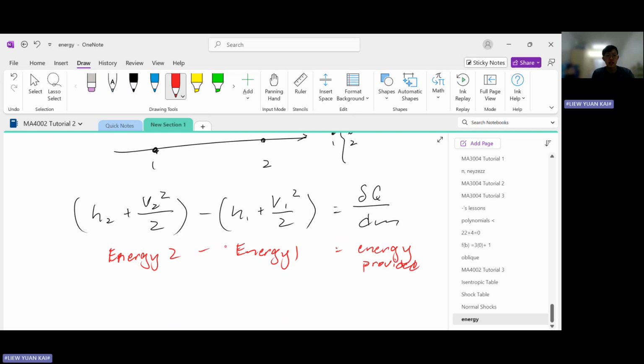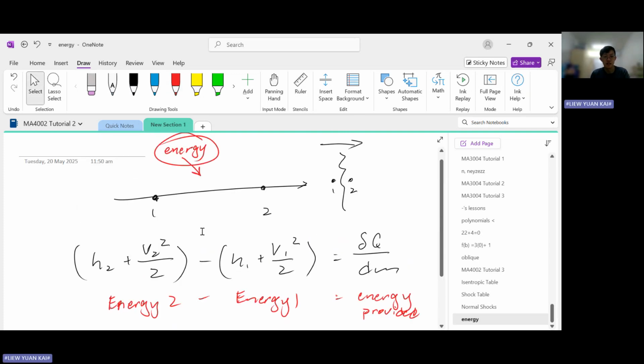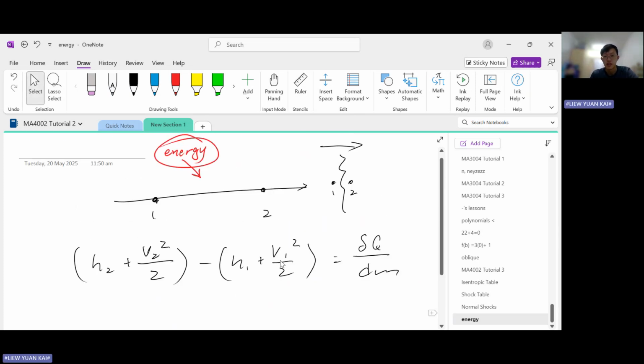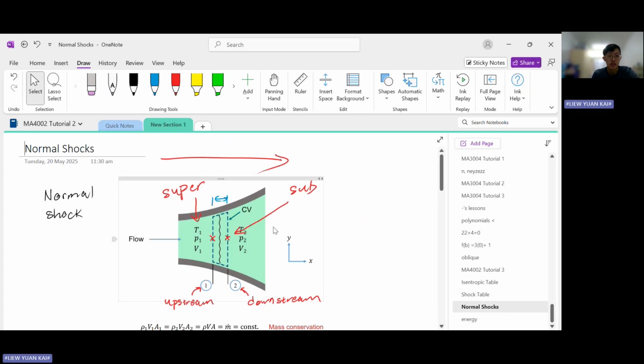Right? So the difference between energy at 2 and energy at 1 is given by the energy that we injected into the fluid flow. Okay, so I hope this qualitatively makes sense to you. Now, what's different about a normal shock? You see, a normal shock, right?